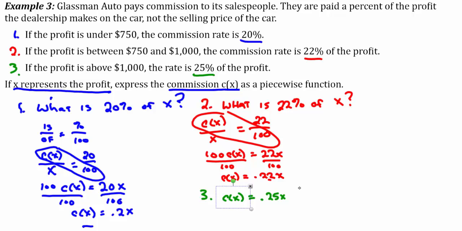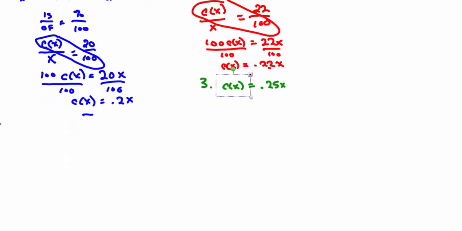Now that we have our three equations, C of X equals 0.2x, C of X equals 0.22x, and C of X equals 0.25x, we now only need to write our piecewise function. To write our piecewise function, we're going to group all of our C of X's because they're all on the left-hand side. They all three have C of X. We can just write C of X equals.